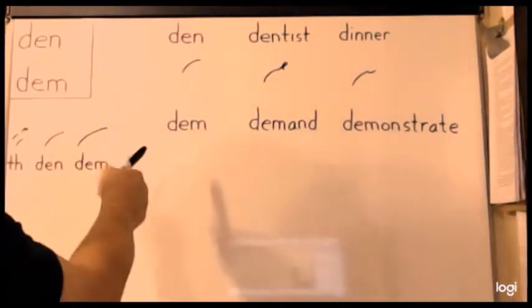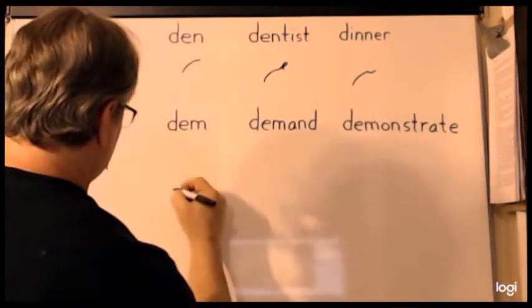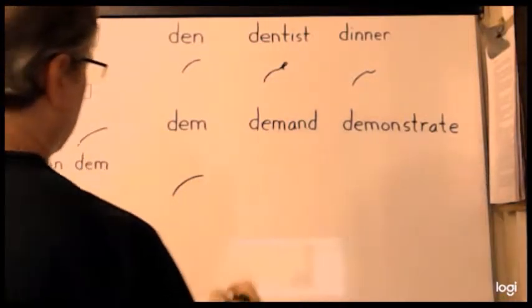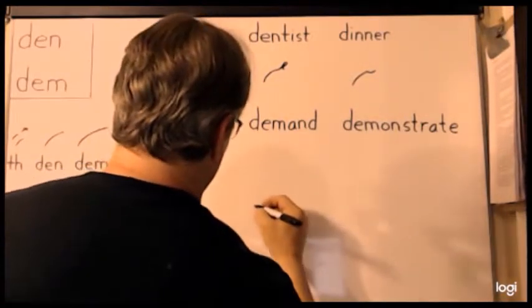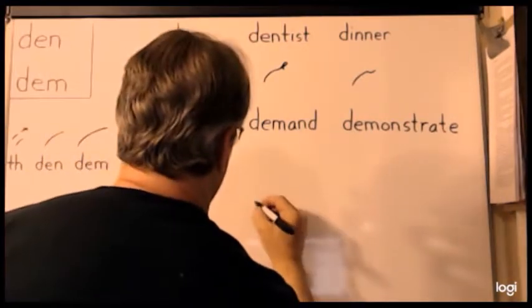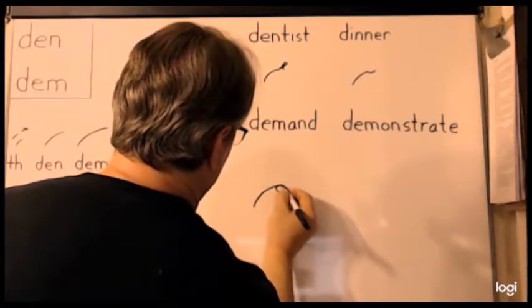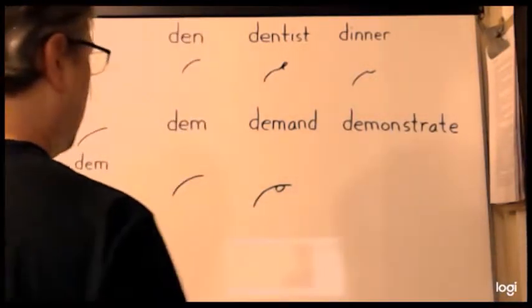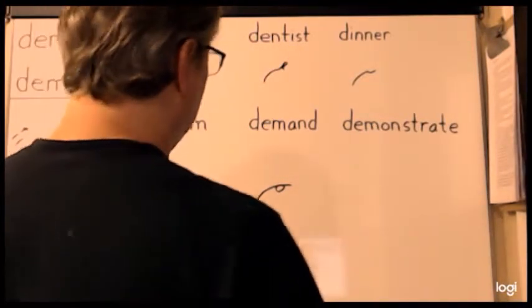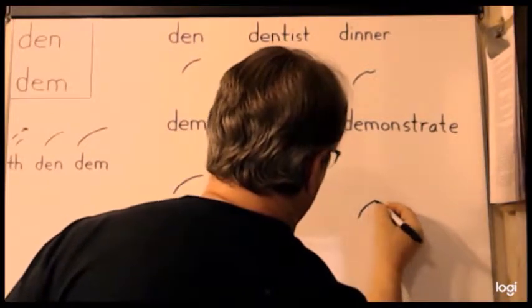And with the DEM blend, which is the large of this series, is DEM. Next word is demand. This is an abbreviated form. We're going to leave off the D. So it's the DEMAN. And the word demonstrate is also a very abbreviated word. And we will write this one DEMONS.